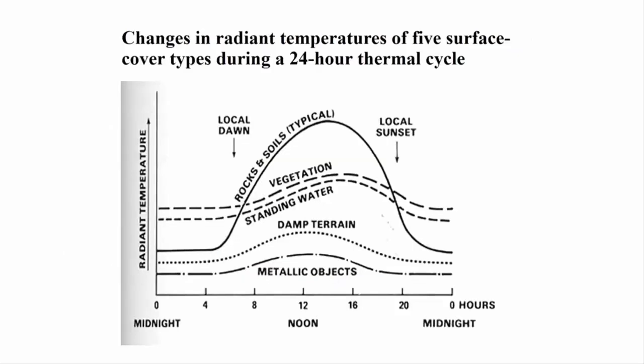Now here we are going to analyze the diurnal temperature graph of different features. Here you can see the diurnal temperature graph of rocks and soils. What we are going to see is that just after sunrise, when they are getting the thermal energy from the sun, there is a rapid change in the radiant temperature, which will be measured by the radiometer or thermometer.